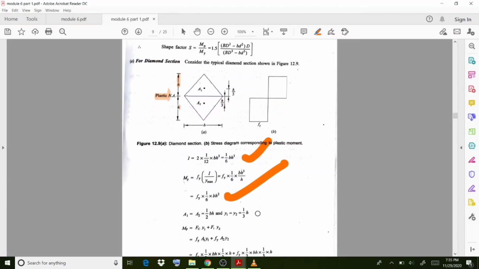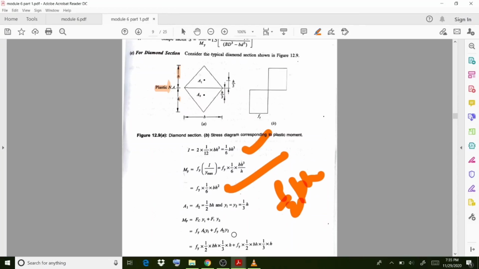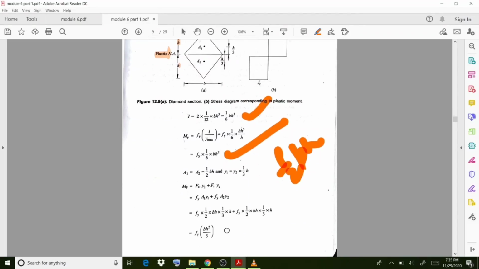And to find out this Mp, you need to calculate the area. So area is going to be half bh. So y1 is going to be 1 by 3h. If you substitute those values, this A1 and y1, you can directly substitute those values for Mp, and you will finally get Mp value, also Fy bh square by 3. And then you can directly substitute those values, and you can finally get that value also.